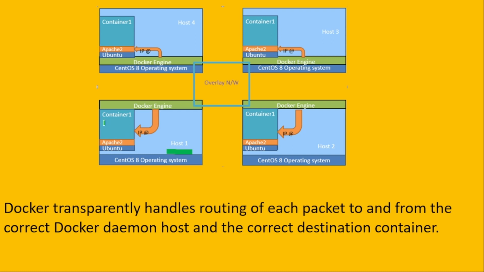So let's suppose if this container wants to communicate to this container, so overlay network knows that this is my host 1 and I need to send the traffic to host 2, and inside this host 2 I need to send this traffic to container 1. This is the benefit of using overlay network.